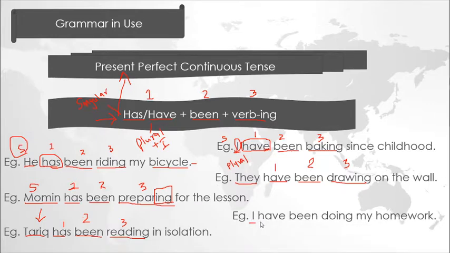I have been doing my homework. This is the third component, verb with ing. This is the second component. This is the first component. The same rule: I is singular, but it is an exception. So we use I with have, or have with I. I have been doing my homework, which means that I started my homework and I am still continuing to do my homework in the present time.